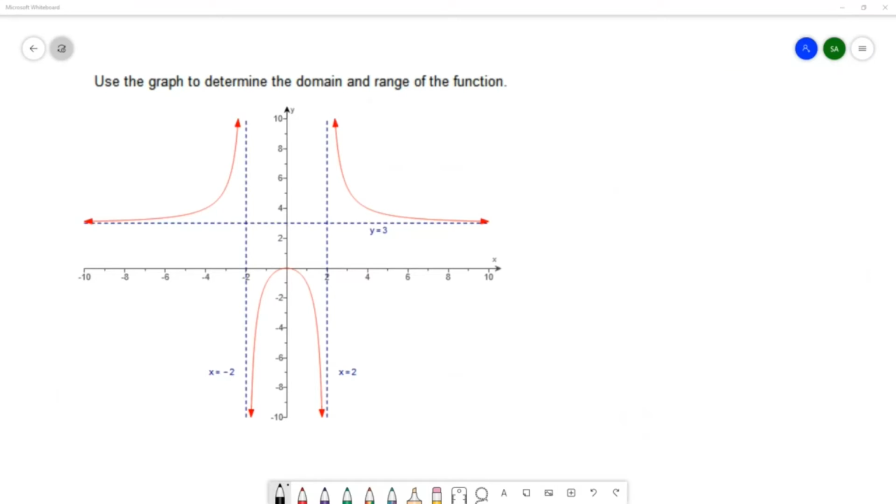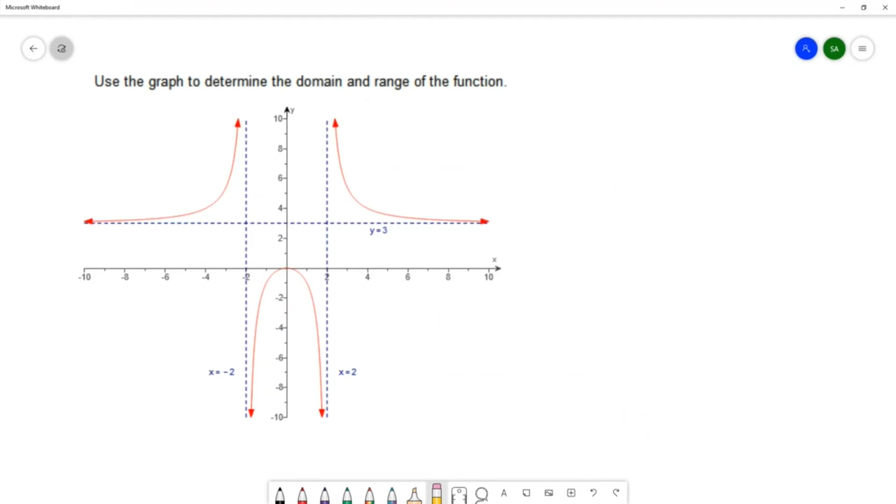So for this question, we want to use the graph to determine the domain and range of the function. And this may be an unusual looking graph to you. It has some features that you may not be familiar with. We've got these dashed lines that are showing up on the picture. These dashed lines are something that we're going to be learning about in a later chapter, and they are called asymptotes. So let me just explain what's happening on this piece of the graph here.